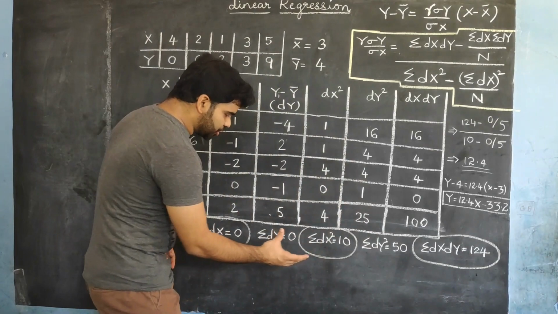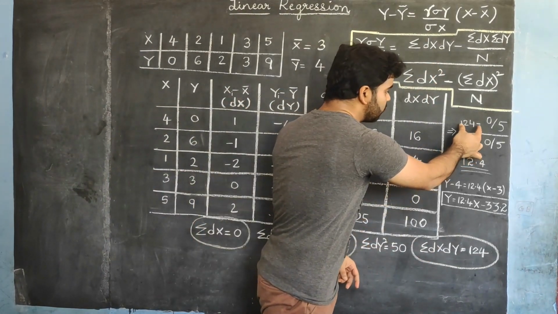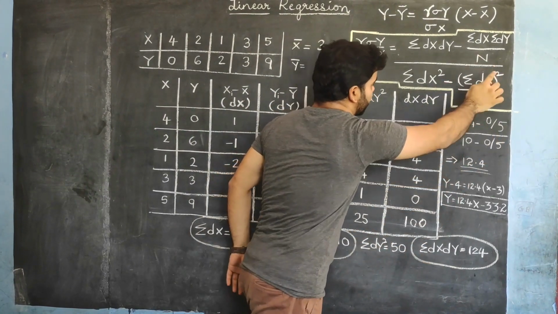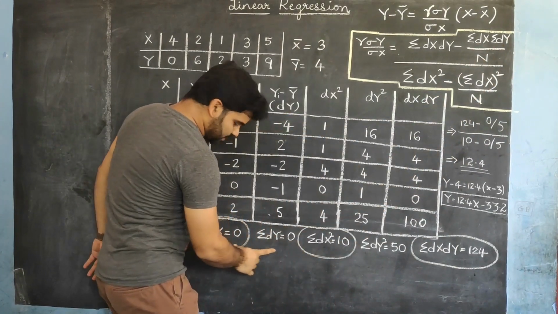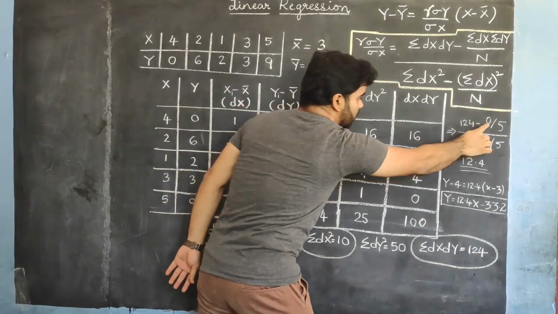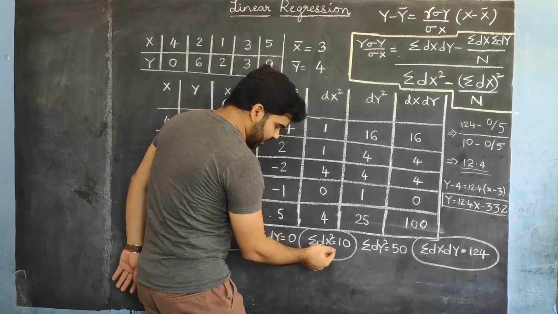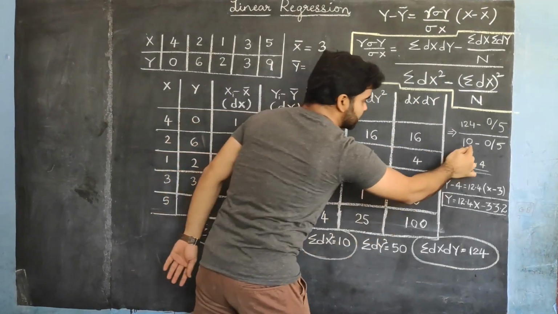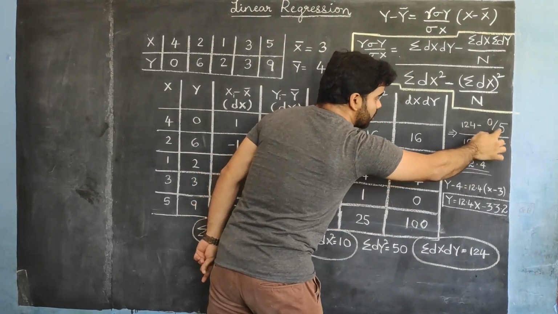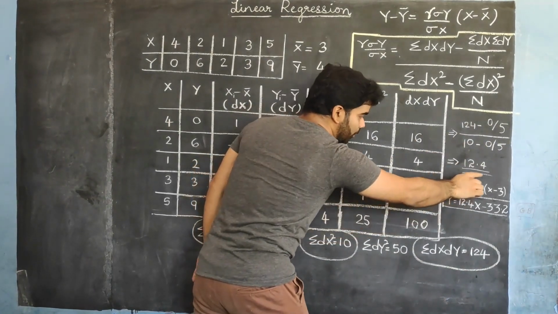Now as we substitute these values in this equation, we obtain 124 minus 0 by 5, where this whole thing becomes 0, since n is the number of observations, 5, and 0 by 5 is 0. And sigma dx square equals 10 minus, again, 0 by 5. As we know, 0 by 5 is 0. We will get 124 by 10, which means 12.4.